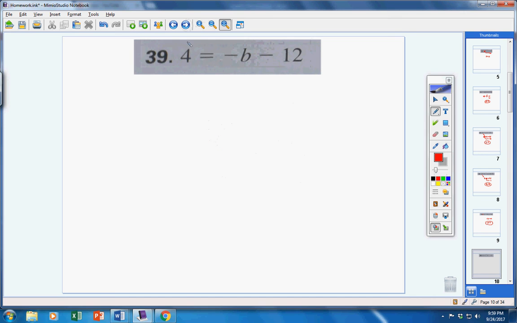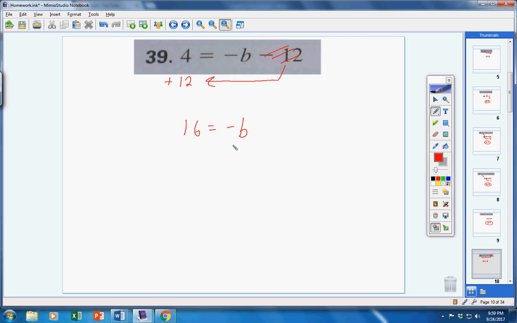Number 39, simplify both sides. I cannot simplify this side here, and I cannot simplify this side over here. So, on to step 2. Step 2 is to isolate the variable. So we'll bring the negative 12 over here, and we will make it a positive 12. So now I have 16 equals negative b.